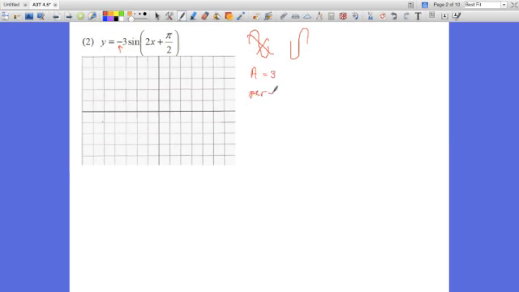Period, 2 pi over b. In this case, that's going to be 2 pi over 2, same as last time, which is pi. And phase shift is going to be left, opposite the plus sign. And c is pi over 2 divided by b, which is 2, which is the same thing as pi over 2, flip the 2 and make it a half and multiply. So phase shift left, pi over 4.